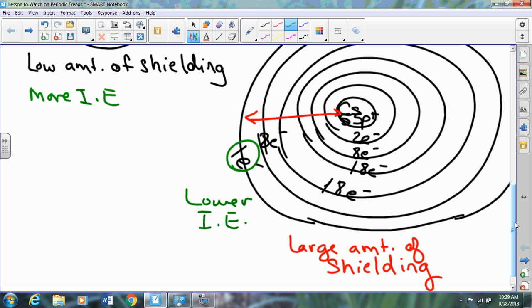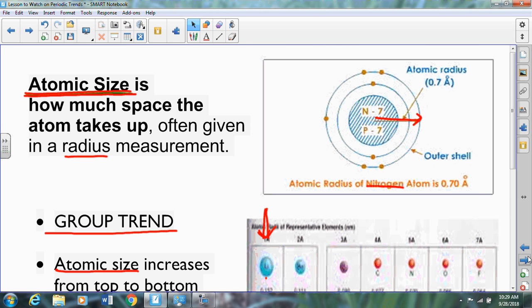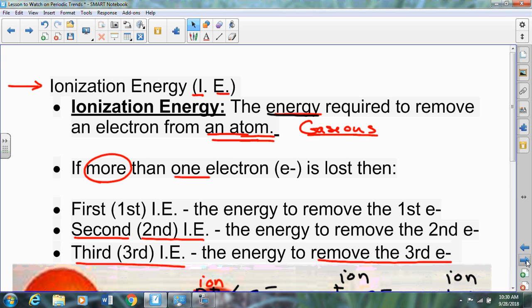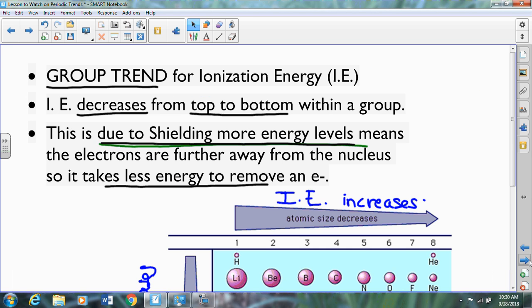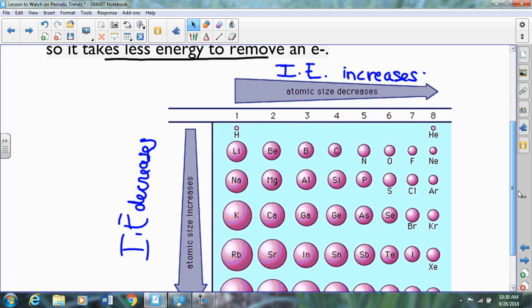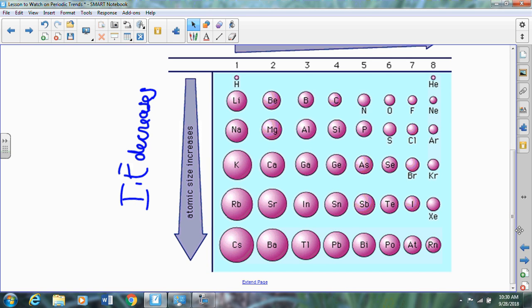Again, you can pause and go back at any point. So back to the group trend. I don't have any actual numbers here, but you can see that ionization energy is less at the bottom, and that's because the electrons are further away, so they're easier to remove. Here, the ionization energy is more. That's why we say it decreases going down.